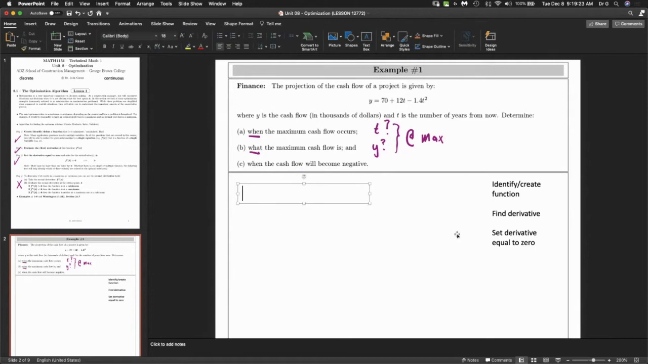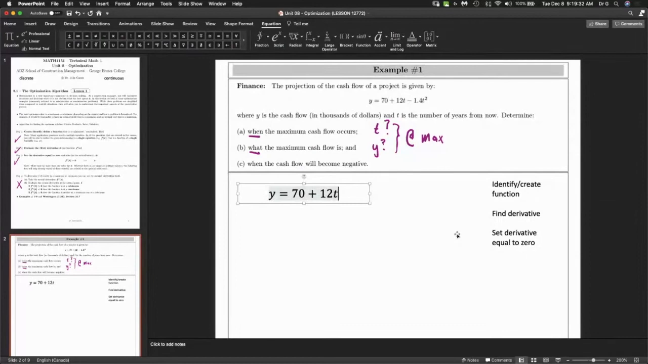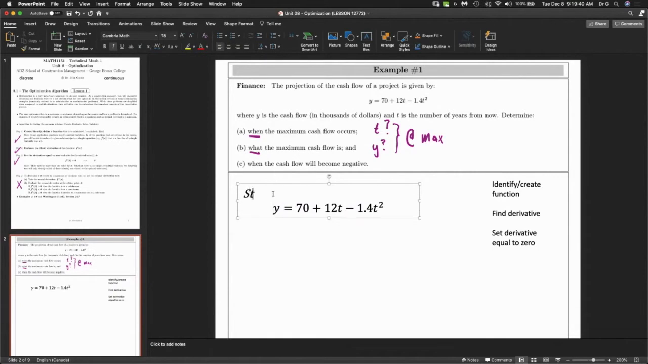I'm just going to write it here. So we have y equals 70 plus 12t minus 1.4t squared. Okay, so there's the function. That's step 1. I'll call it step 1. What's step 2? What do I do? In the chat, let me know. What's the next step? Yep, that's correct, Jai. Step 2, you find the derivative.